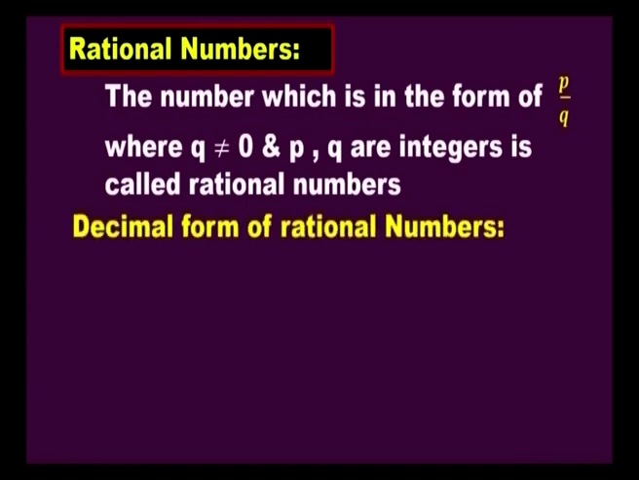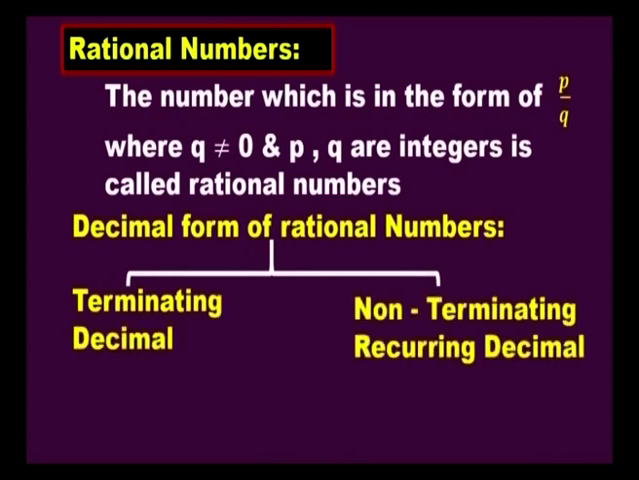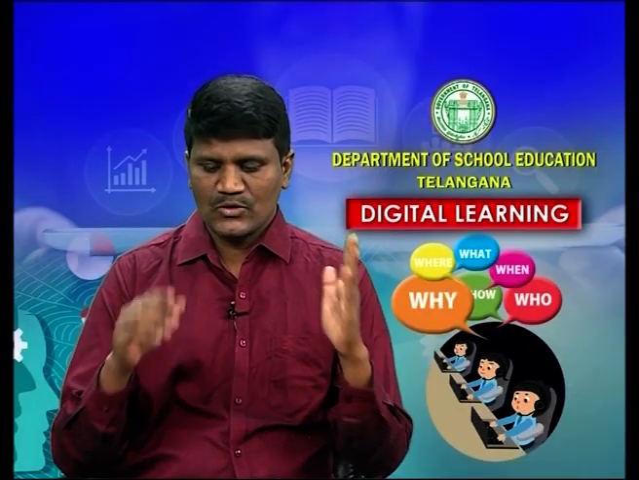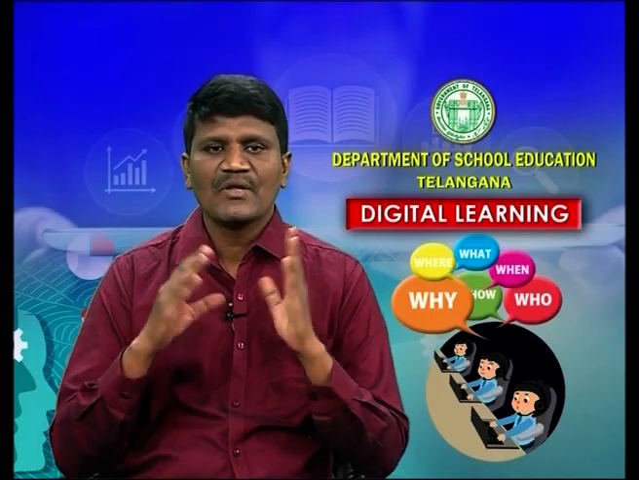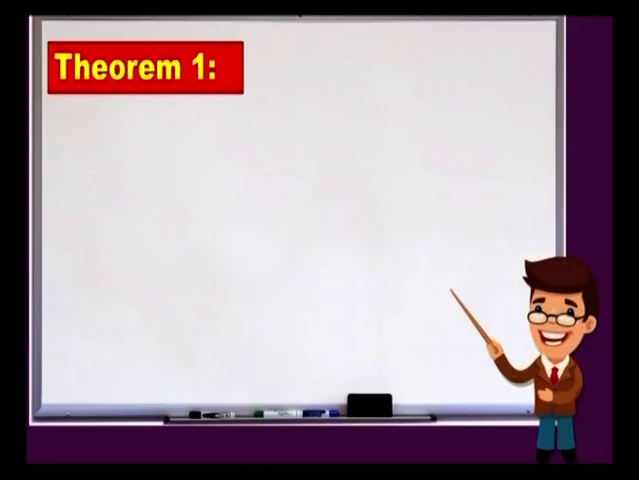The decimal form of rational numbers has 2 forms, one is terminating decimal and the other is non-terminating recurring decimal. For terminating decimal, an example is 5.34. A non-terminating recurring decimal is 2.666 and so on, which can also be written as 2.6 bar. Based on this, we have 3 theorems.